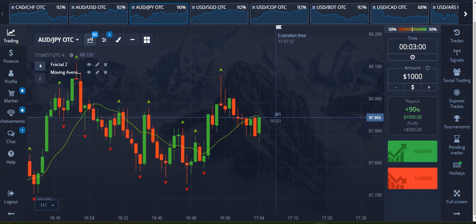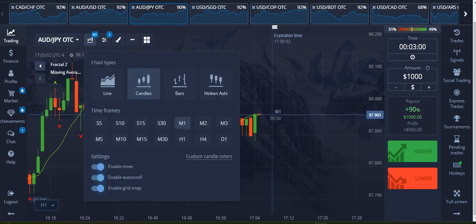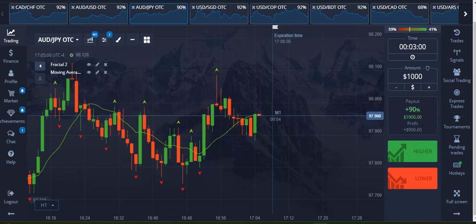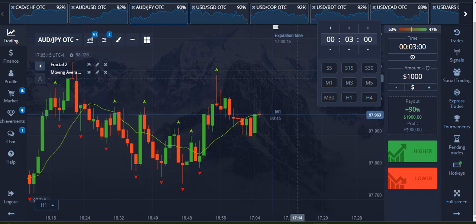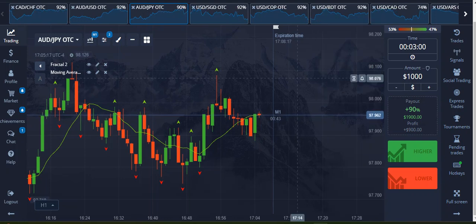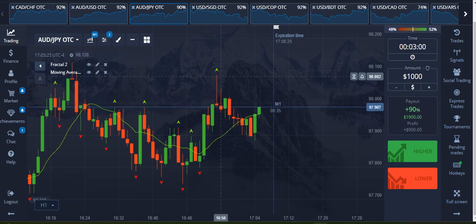Also, I have the candle set to 1 minute, and I've set our trade time to 3 minutes here. So we're looking at 1 minute candles while taking 3 minute trades. So what we're going to do is sort of scour all these different currency pairs.